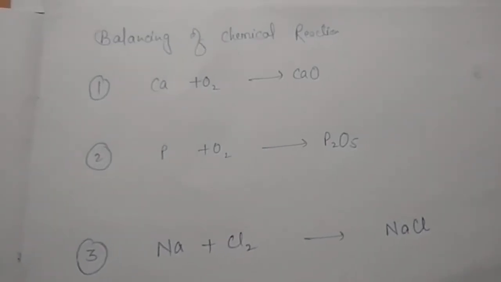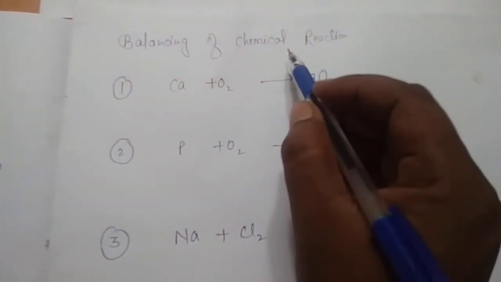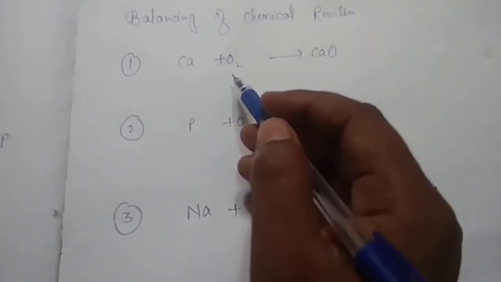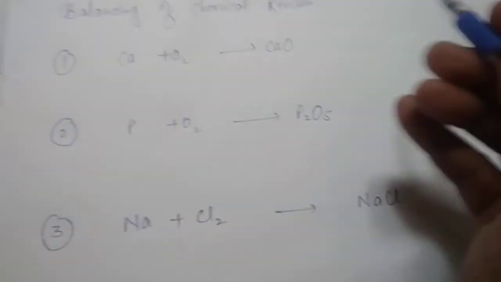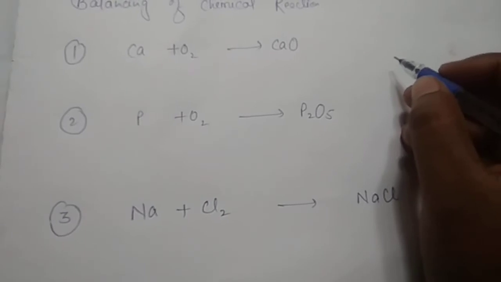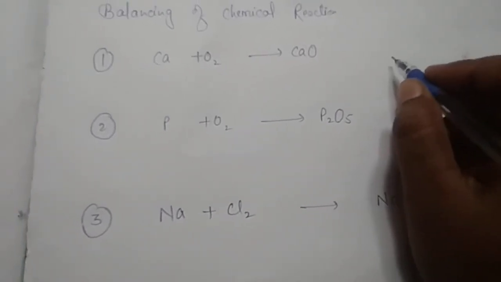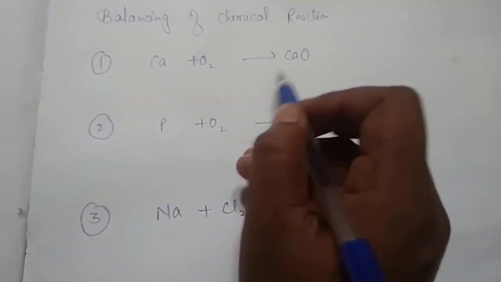Now let us see, children, the last topic: balancing of chemical reactions. We are going to revise this again because there are some doubts among many students. Let's see calcium oxide. Children, how can we produce it? First of all, we have to know how to make the product, because I have already told you the number of atoms should be equal on the right hand side and left hand side.